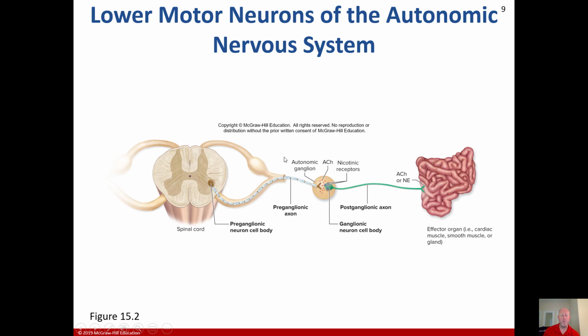And you will have this image on your exam for you to identify the different components here. The preganglionic neuron cell body and the preganglionic axon, the autonomic ganglion, and the acetylcholine here, acting on nicotinic receptors. Okay, this being our ganglionic neuron cell body here, and our postganglionic axon. And of course, this here would be the effector organ, like cardiac muscle, smooth muscle, or gland. And of course, this release would be acetylcholine or norepinephrine.